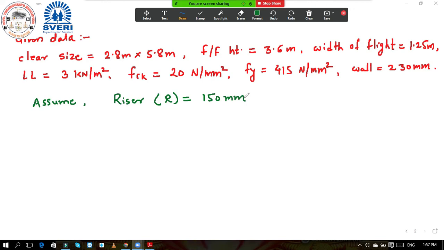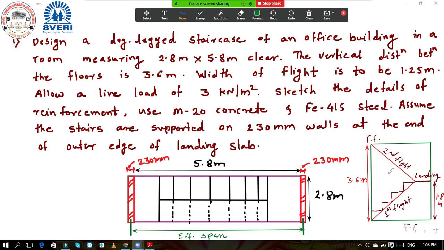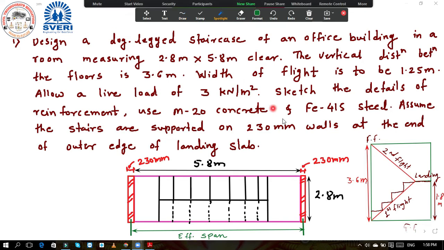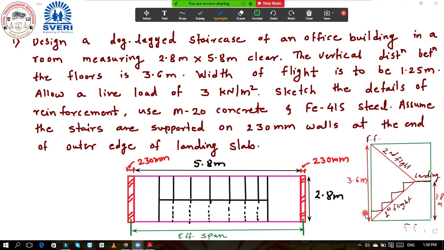Okay, so floor to floor height is 3.6 meter. Now if you see over here, this floor to floor total height is 3.6 meter. So if I want the height of a single flight, then that height will be 3.6 divided by 2, so that is 1.8 meter. So the height of a single flight is 1.8 meter, and the height of the second flight is also 1.8 meter. So total is 3.6 meter.